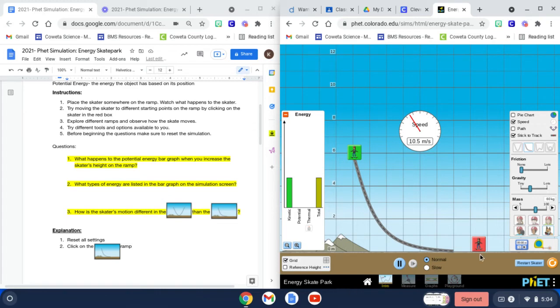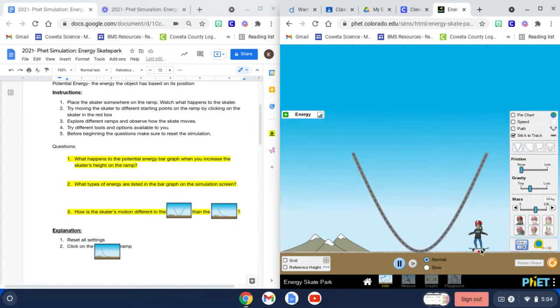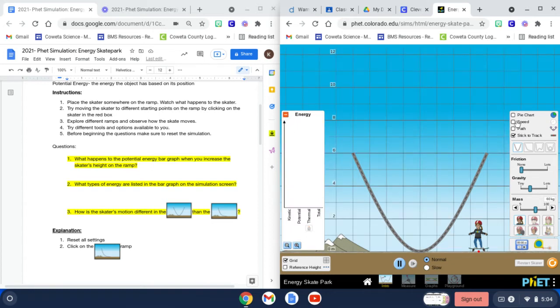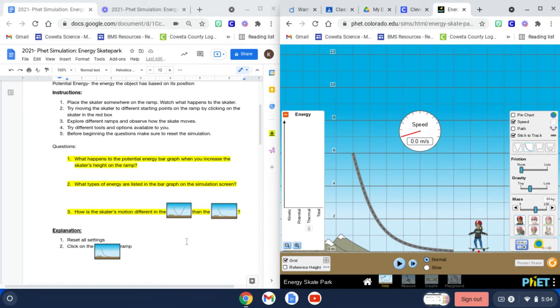Okay, then it says reset all settings. Remember, whenever you reset all settings, that means you need to click the plus, you need to click the grid, and you need to click the speed. In this case, the next couple of questions are going to focus on this L, and we want to make sure our screen is paused.